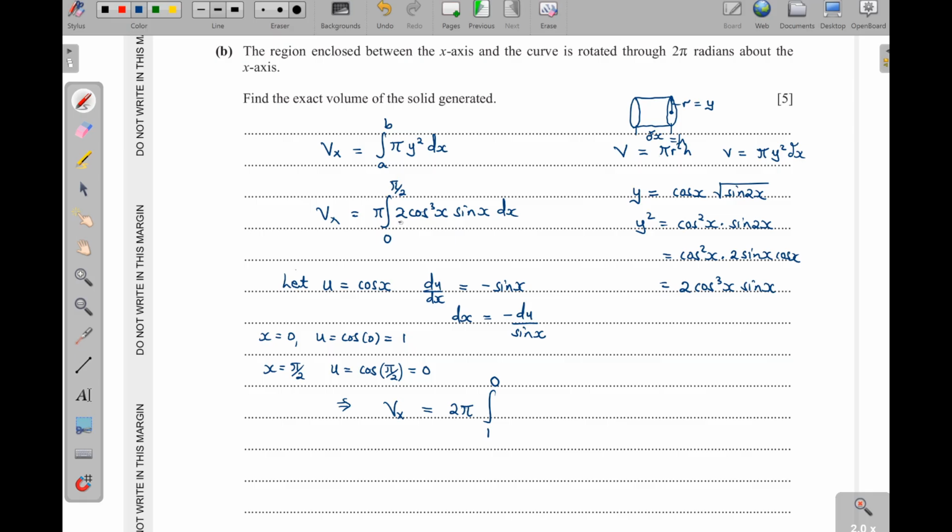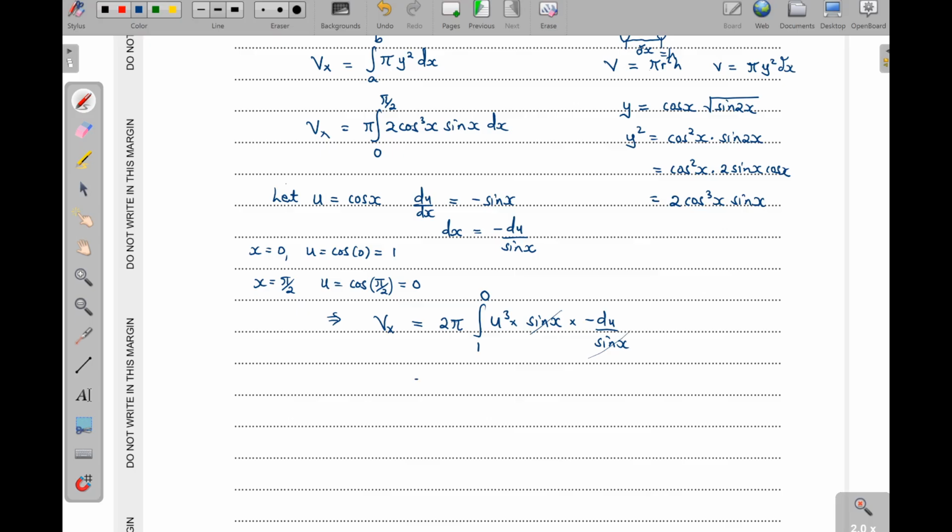Then this is cos cubed. Now cos cubed, cos is u, so I'll put u cubed here. And then times, here I'll have the sine x left, then times dx is here. So it is minus du, then out of sine of x. You see that? Then this one will disappear. Okay? And then we shall get our v of x, which is negative 2 pi, then the integral of 1, 0, then u cubed du.